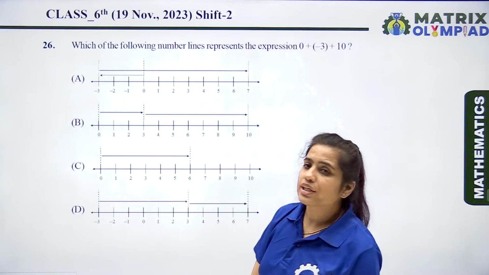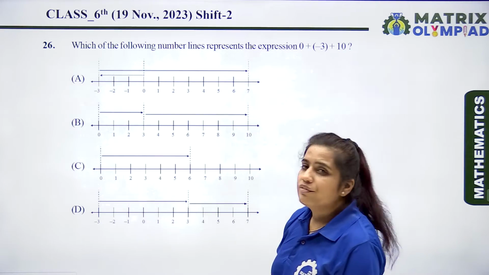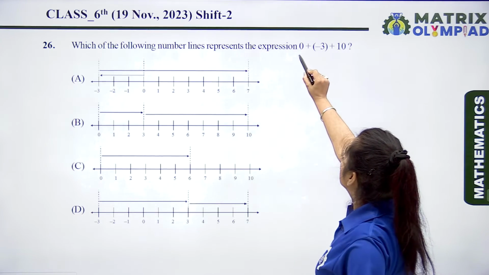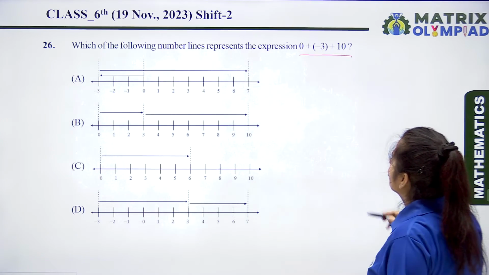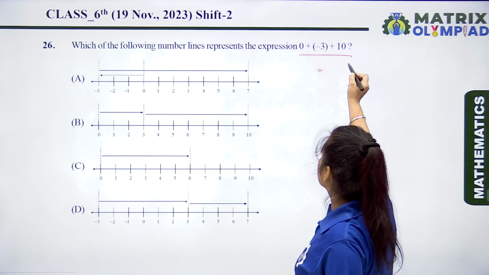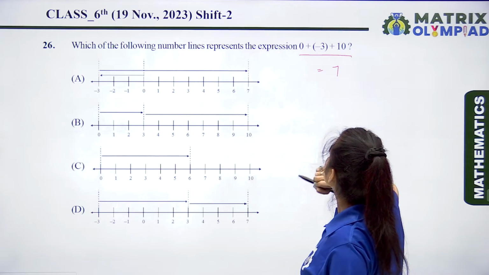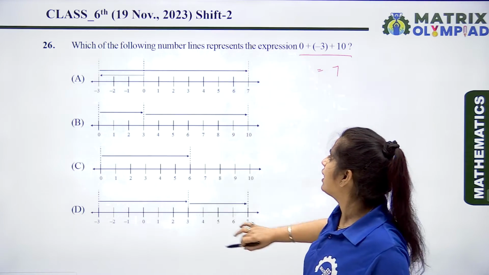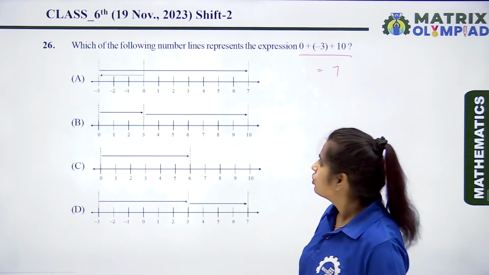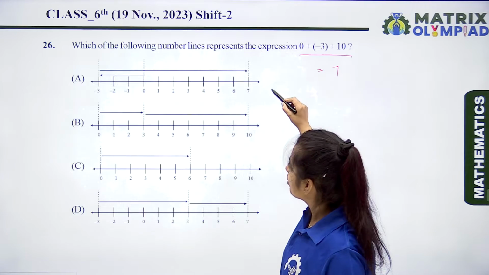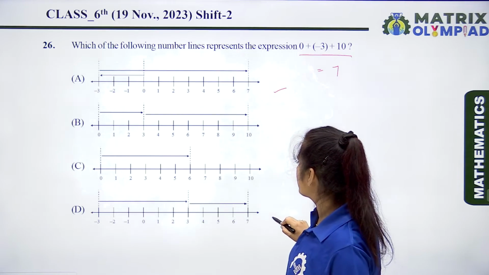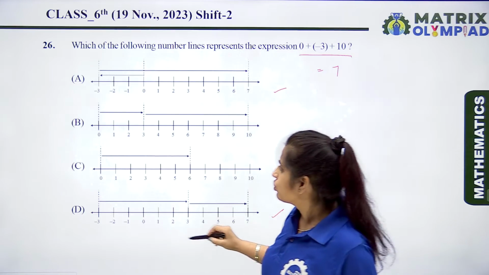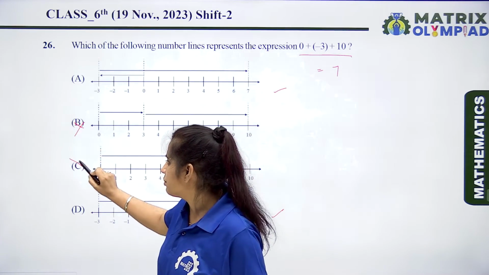Now the next question is question number 26. Which of the following number lines represents the expression 0 minus 3 plus 10? So after solving this, we will get answer 7. So let's find out first of all in which line the answer is 7. So here in option A and option D, in these 2 options only we are getting answer 7. So automatically B and C options are eliminated.